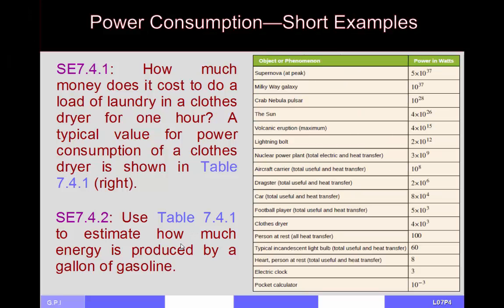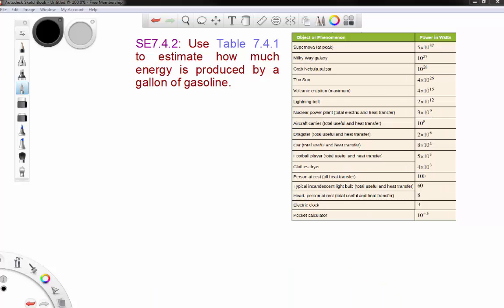Our next question has to do with an earlier question that I asked in the previous set of lectures, which is, how much energy is being produced by a gallon of gasoline? All right, you may be looking at this table going, okay, how am I supposed to use this table in order to estimate how much energy is produced by a gallon of gasoline? So here's where a little bit of problem solving might come in. It doesn't really list what a gallon of gasoline is going to produce, but what it does list is how much power output is there for a car, total useful and heat transfer.